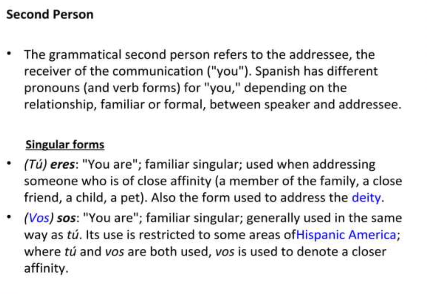I'm talking to you, so I would use the second person when I'm asking you things. For example, tú eres, you are. Vos, vosotros, sos, you are. Generally, this is used in the same way as tú, but its use is restricted in some parts of the world, such as Hispanic America, where both tú and vos are used.